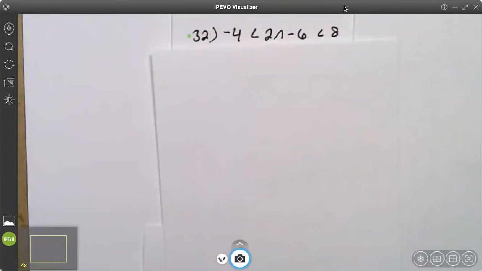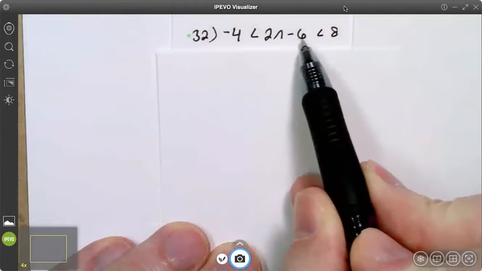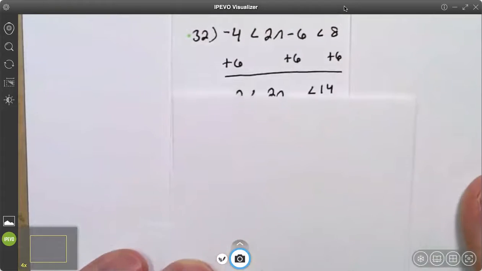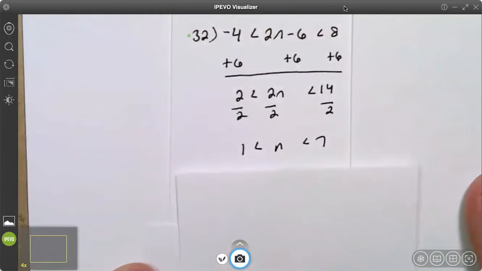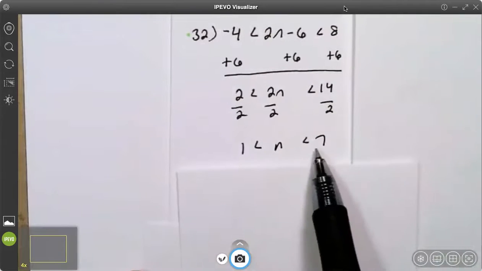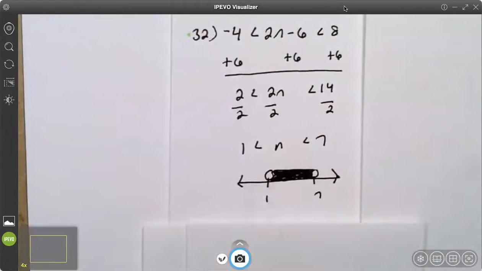Let's try number 32. Have a two-step isolation in the middle, get rid of minus 6, get rid of times 2. So I add 6 to all 3 columns. Then I divide 2 to all 3 columns. I have my inequality. I instantly know I'm going to have 2 open circles and shade between the 2 numbers. And there's my and. N is greater than 1 and less than 7.